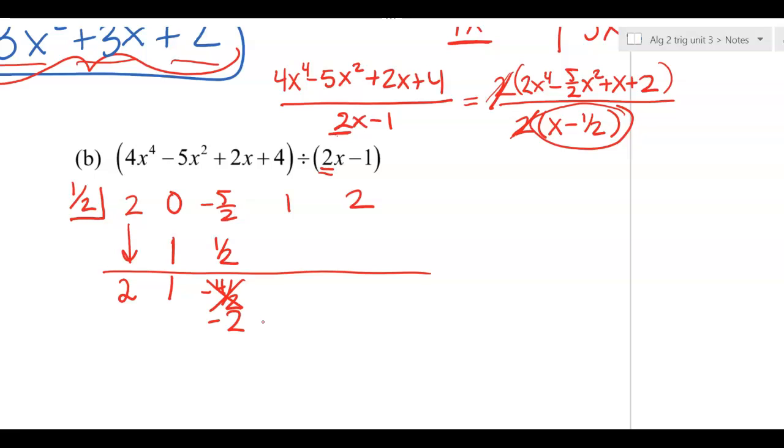Okay. Now this -2 is going to multiply the 1/2. -2 times a half is going to give us -1. I'm going to add up this column. 1 plus -1 is going to give me 0. Okay. Now that 0 is going to multiply the half. A half times 0 is 0. I'm going to add up this column and get 2. Okay.